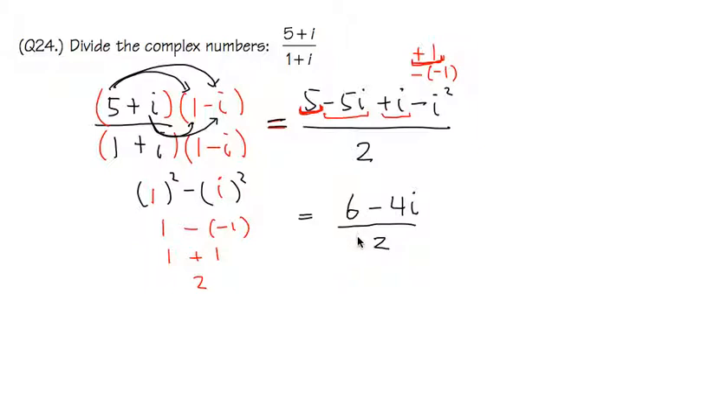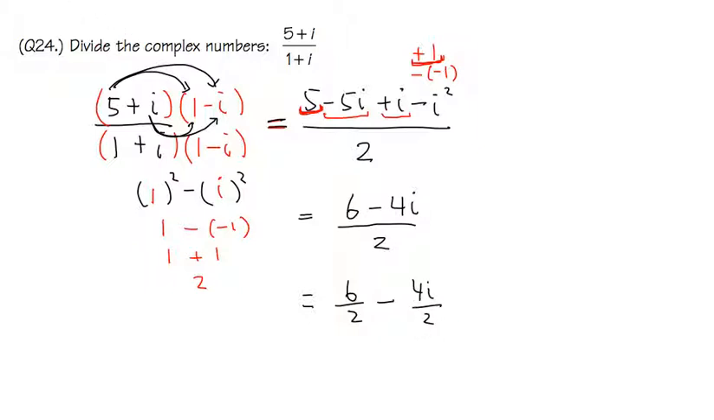But usually, we would like to break it down to the a + bi form. We can do it as follows. You split the fraction. The first part is 6 over 2. And you maintain the minus. The second part is 4i over 2.